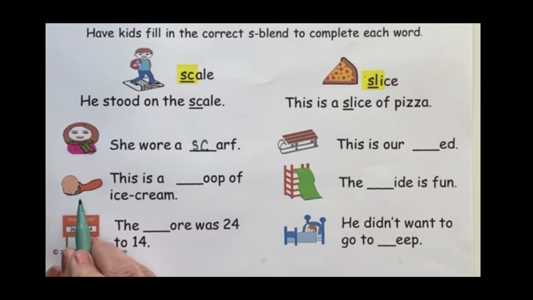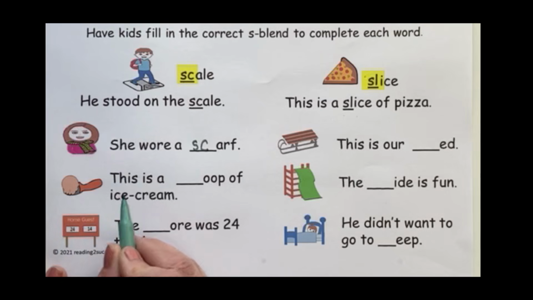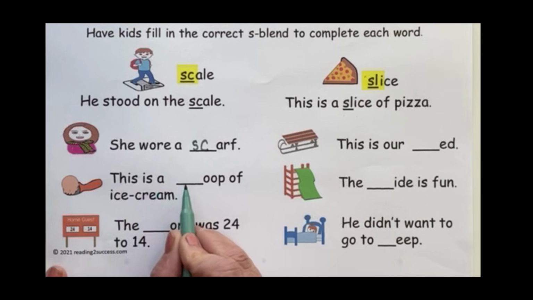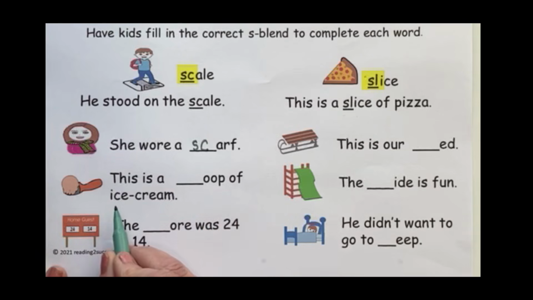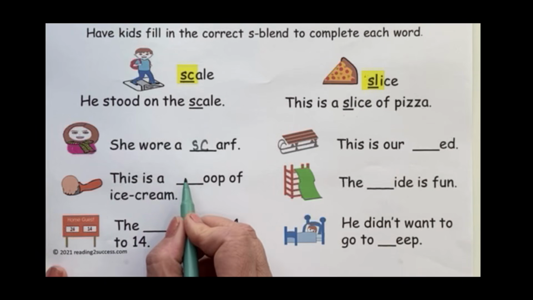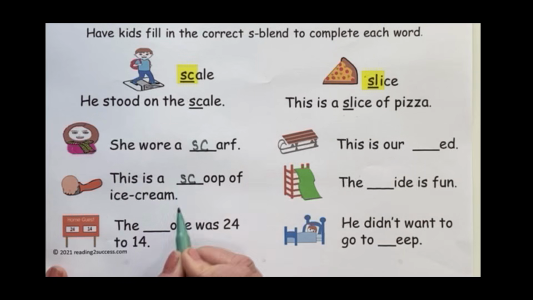This is a scoop of ice cream. We have the oop, and now we're going to add the SC. This is a scoreboard. So we're going to have the score was 24-14. We have or, and we need to add the SC blend to make score.